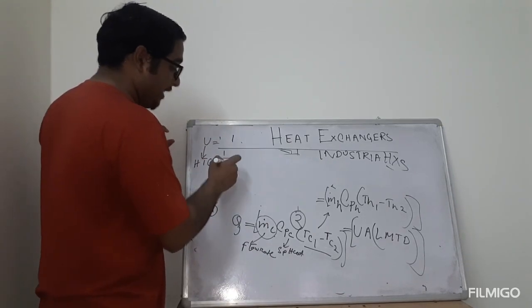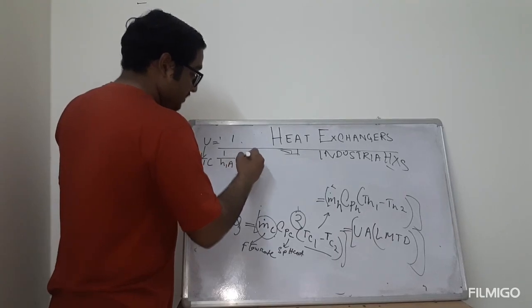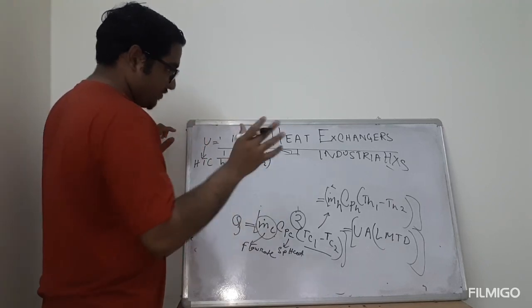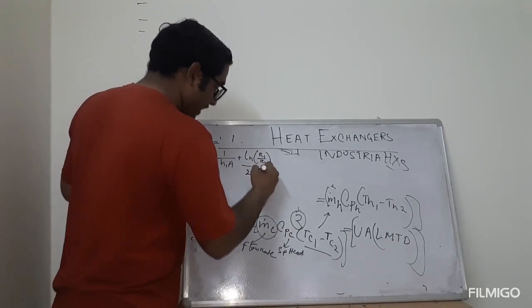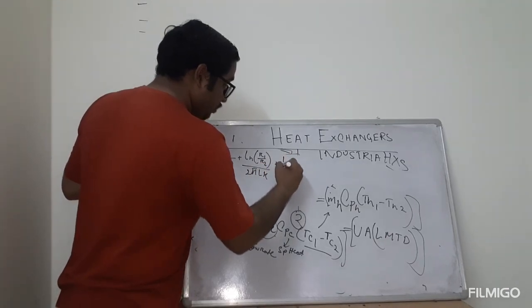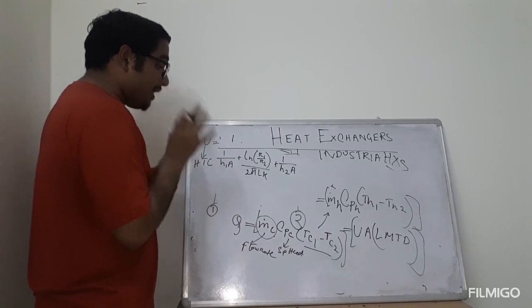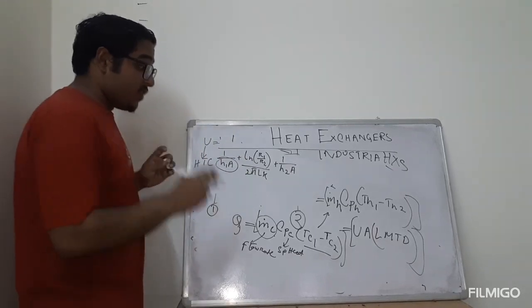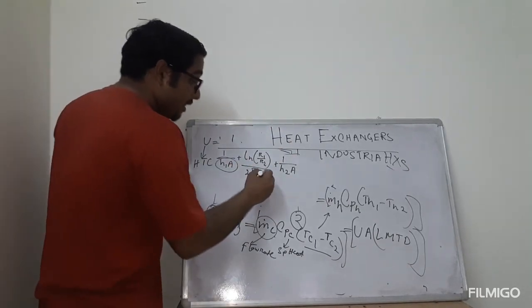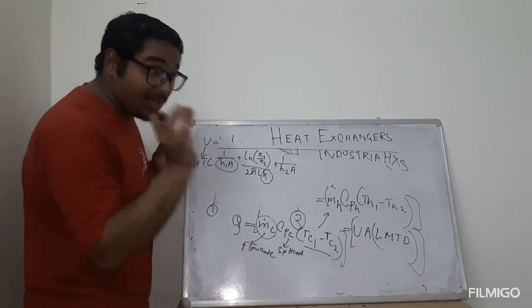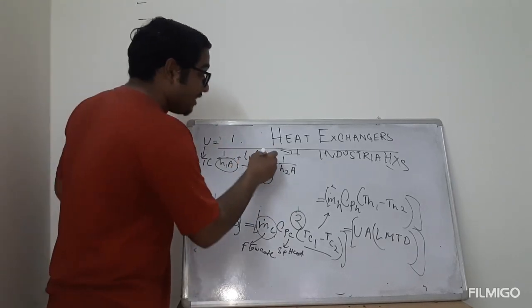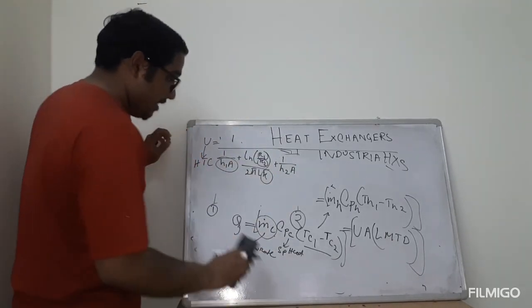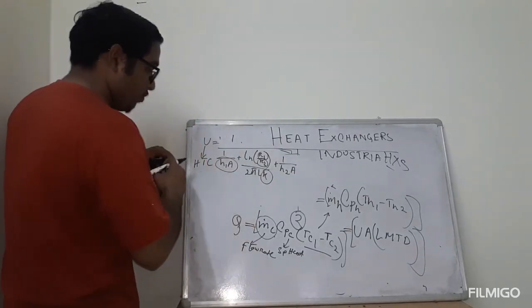Convective heat transfer coefficient into area of heat transfer, plus ln R1 by R2, that is for the tube, by 2 pi LK, plus 1 by H2A. So this total thermal heat transfer coefficient across a heat exchanger is a virtue of the convective heat transfer coefficient of the individual fluids that are flowing, the conductive coefficient of the material of the tube that we are using, and the outer radius and the inner radius of the tube that we are using. Basically, making it a formula, remember this.